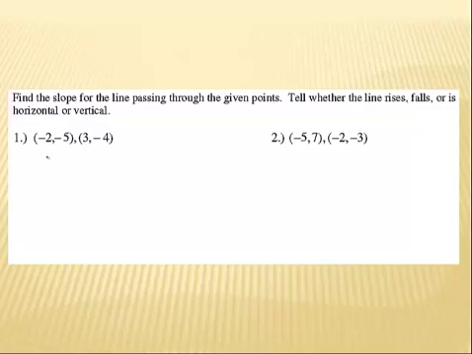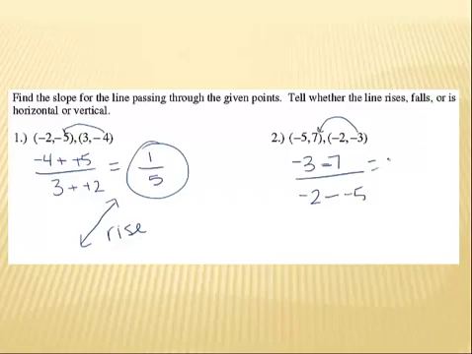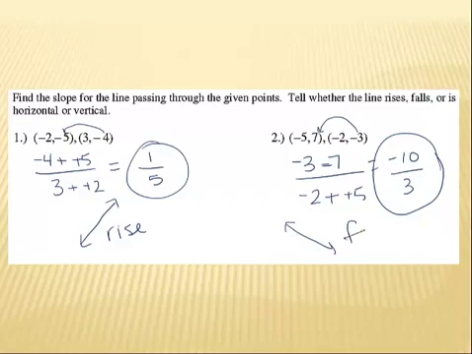Same idea here. So we're going to go negative 4 minus negative 5, 3 minus negative 2. Okay, minus negatives become plus. And because it's a positive answer, we're going to be rising. Negative 3 minus 7, where it's always a minus sign, negative 2 minus negative 5, plus. Because our whole answer here is negative, our line would be going downward, which means we would be falling.